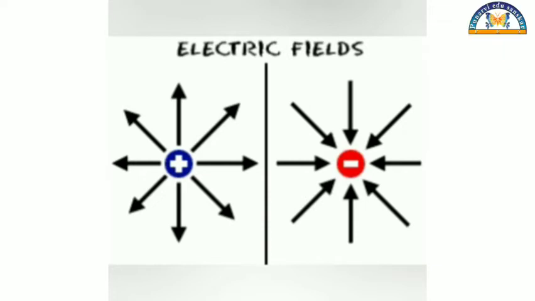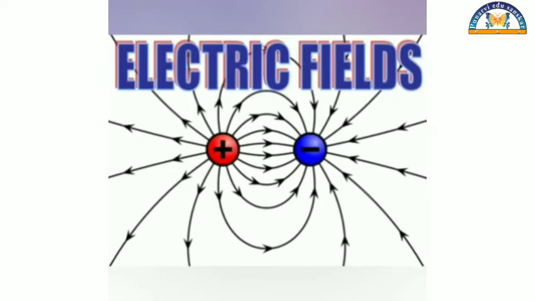So what is the definition of electric field? Electric field is defined as a region around a charged body with which its influence can be experienced. I repeat the definition. Electric field is defined as a region around a charged body or around a charge with which its influence can be experienced.